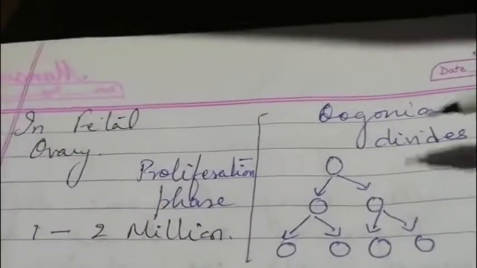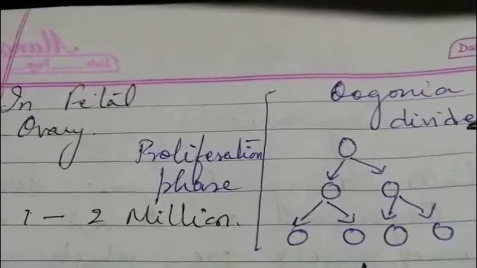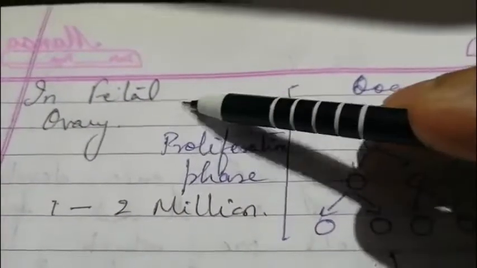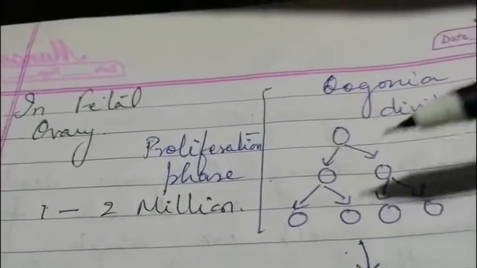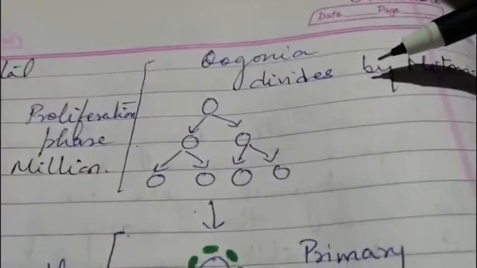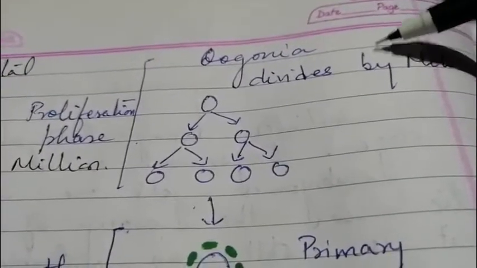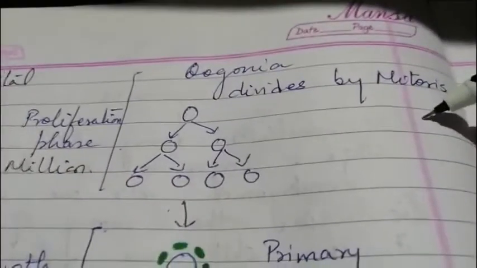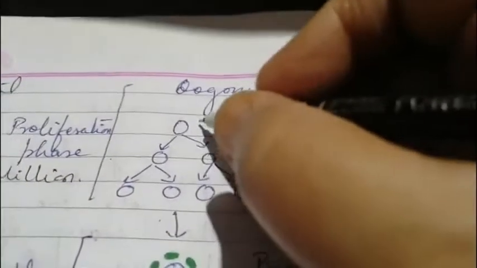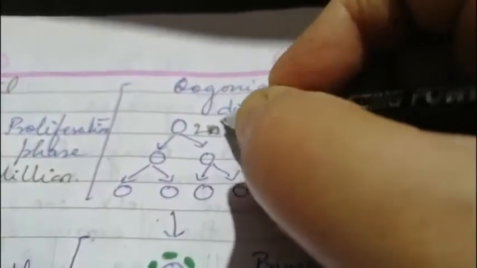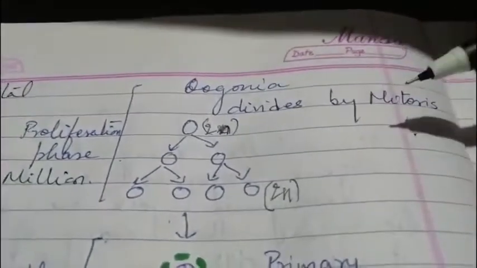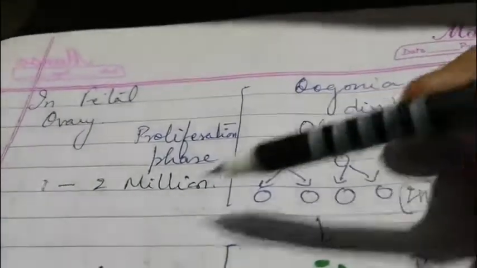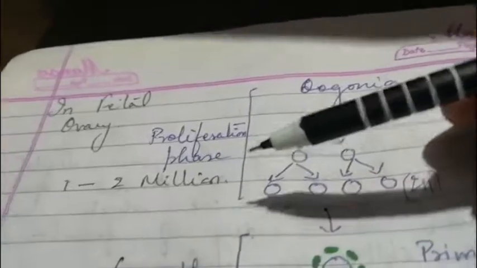Now let's start with this oogenesis process. Okay, now in the fetal stage, that is in the ovary, what is happening there? There is a proliferation phase happening, that is oogonia or primordial germ cells that have migrated from your yolk sac to the ovary, they divide, and they divide by mitosis. Means if the DNA number is 2x or 2n, you can say, then it remains 2n in these cells.